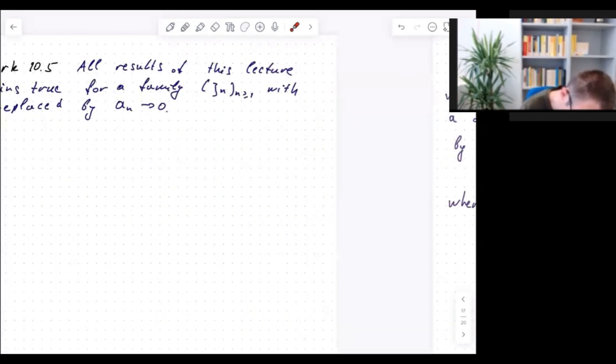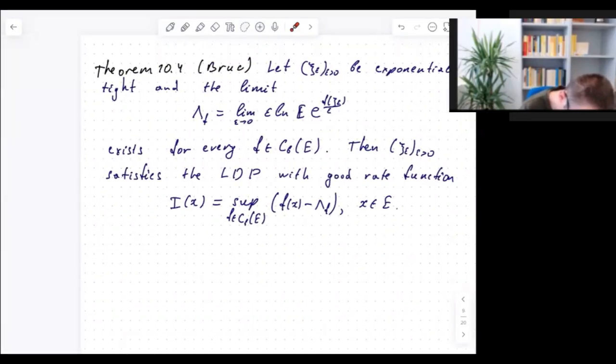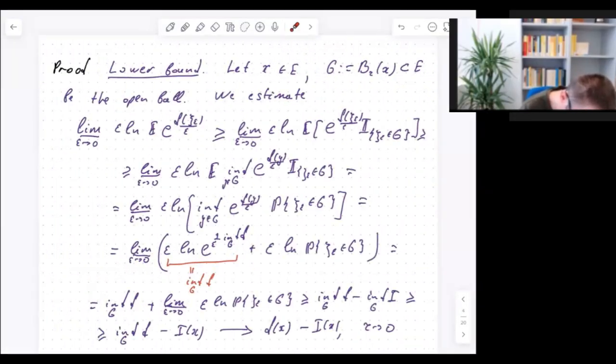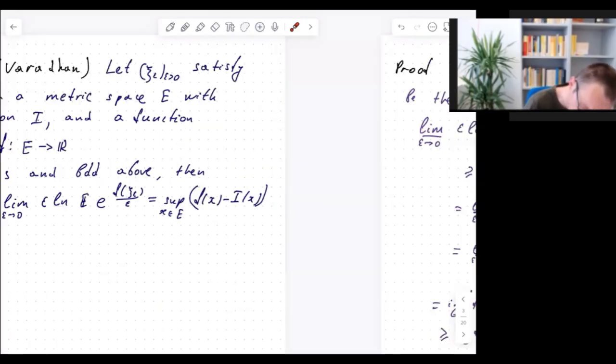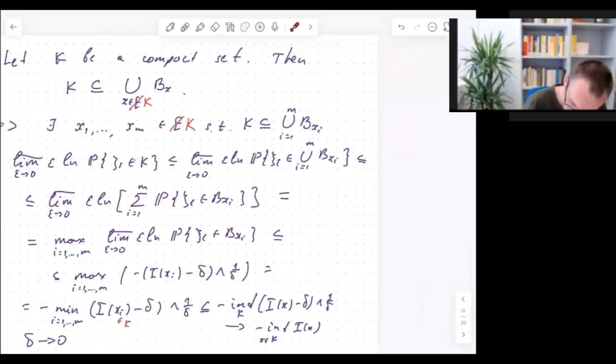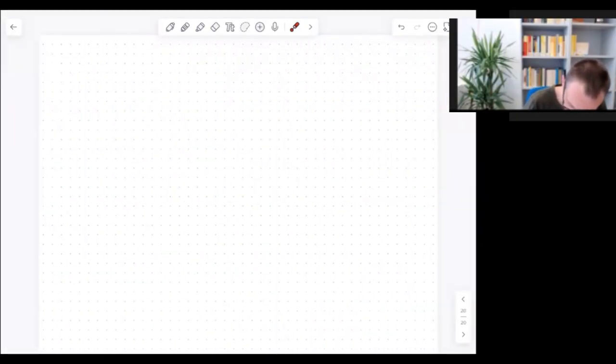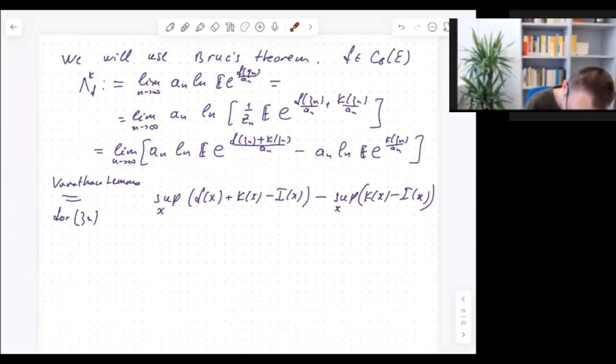Let me just quickly go back to convince you that it is indeed so. You see that in the Varadhan lemma, when you have the function f that is continuous and bounded above, but you have more, that it is bounded, then this expectation is with the function f here. So in the first case we have the sum f plus k, and in the second we have just k.